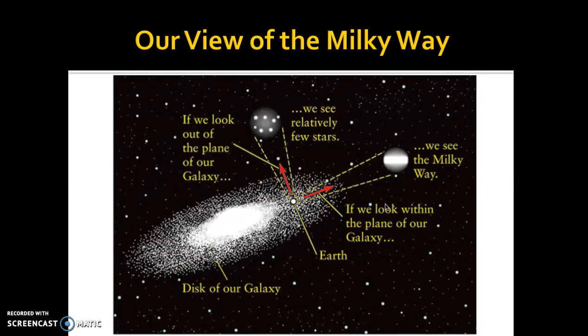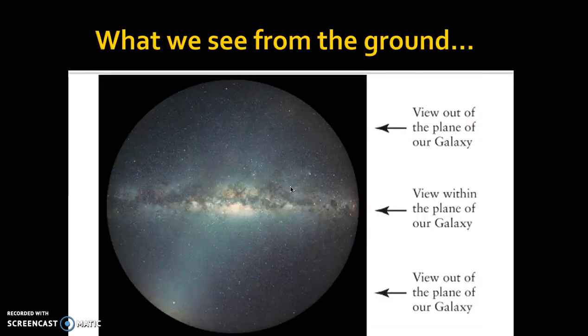So our view. Here's a very rudimentary kind of artist rendition of our galaxy. It's a disk of stars and gas and dust. We exist somewhere out in the spiral arms, kind of towards the edge. When we look up or below that disk of our galaxy, we see relatively few stars. But when we look into the plane of our galaxy, that's where we see the Milky Way. And that's why we see the Milky Way as a band across the night sky. So looking into the plane of our galaxy, and then looking above and below, out of the plane of our galaxy.